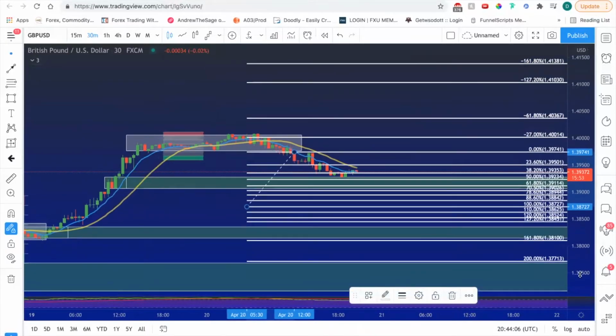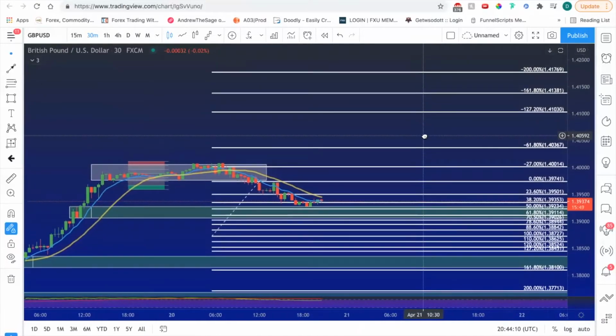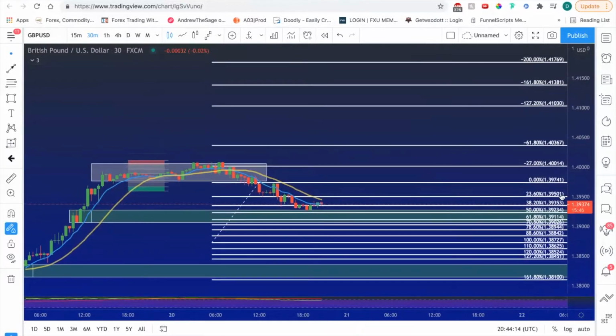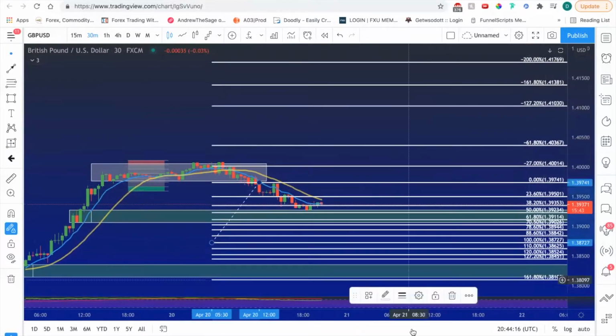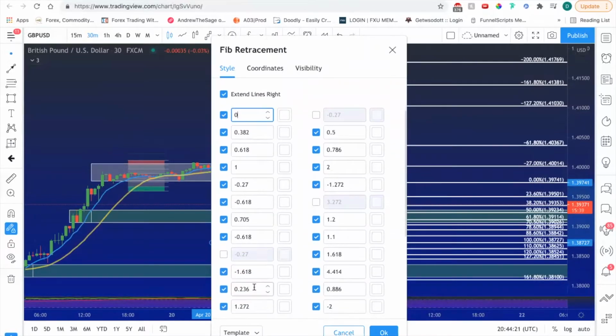There you go. So we got 0. You need to add that. See where that says 23.6? Go in there and make that 27. Yeah, I don't even use the 23, that's a weak level. So now I got a negative and a positive 27, which is good.